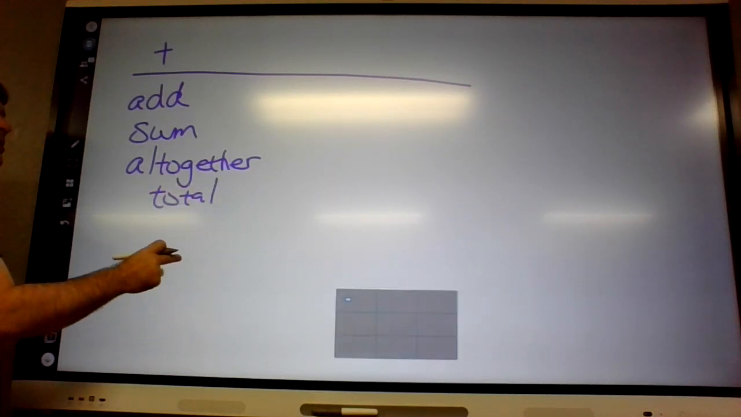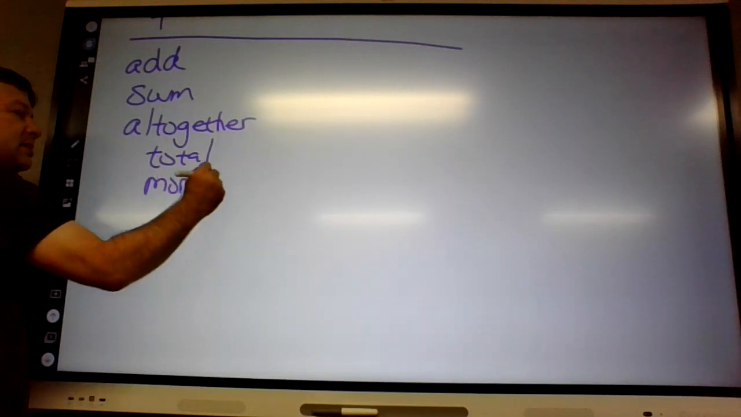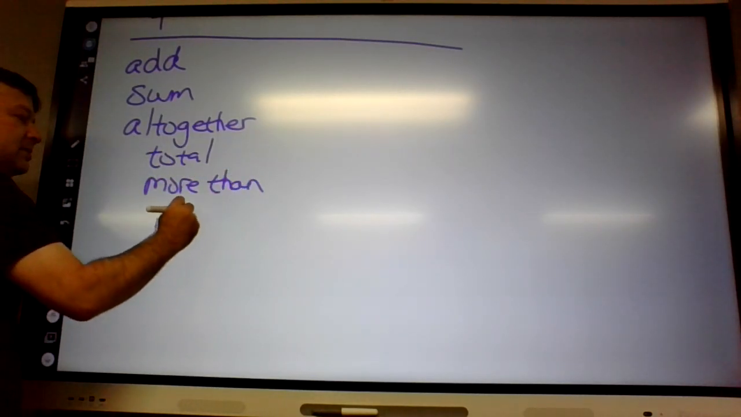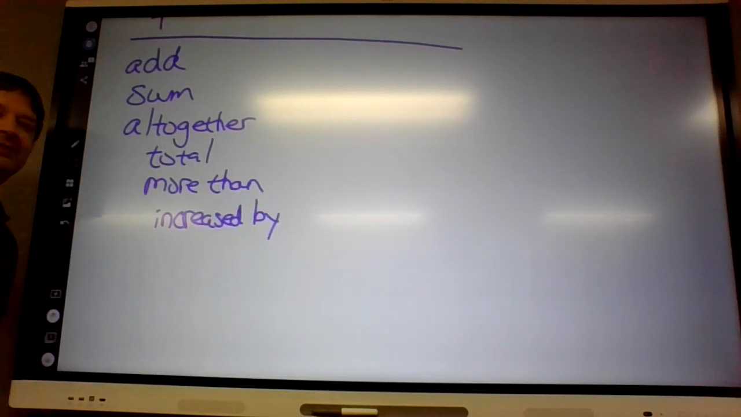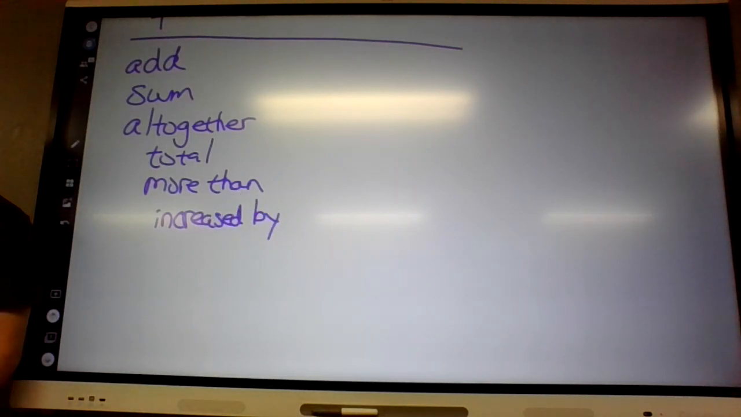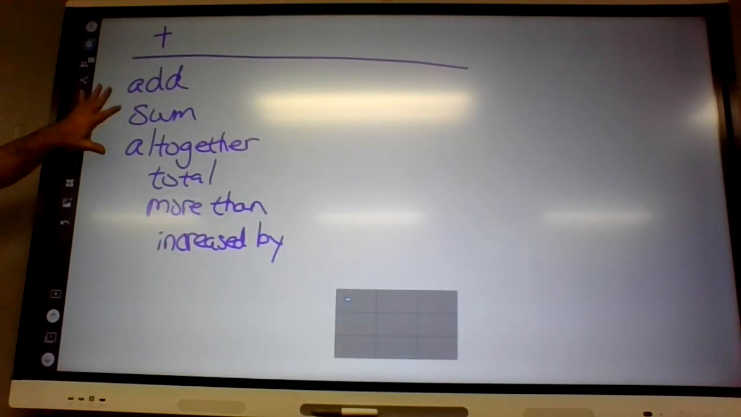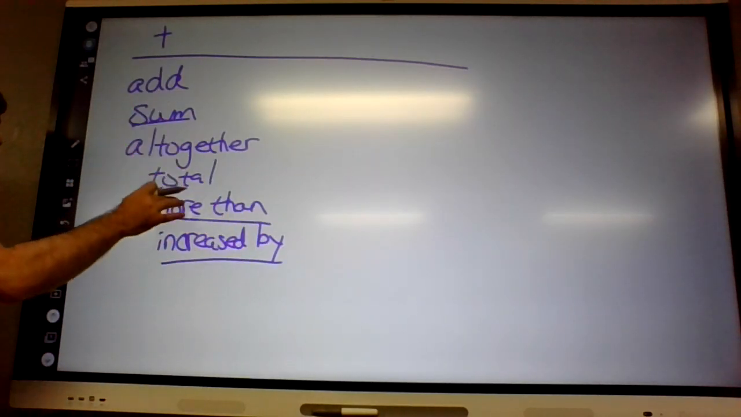Not on this sheet, I don't think, but more than, increase by. That's actually all I remember. Really, these and this one are the three important ones.